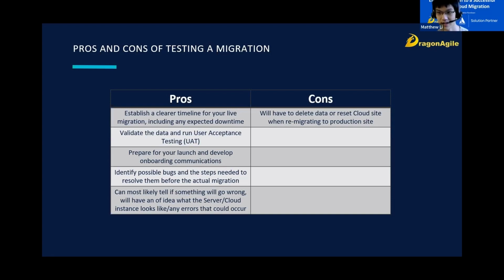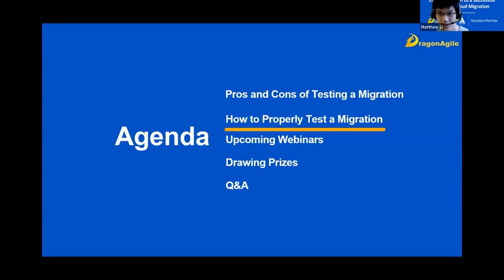And the only downside to testing a migration is that when running the actual production migration, if you're merging with an existing cloud site, you'll have to delete data. And if it's a new cloud site, you'll have to reset your cloud site. So next, we'll move on to how to properly test a migration. Again, this includes all Jira, Confluence, and Bitbucket.